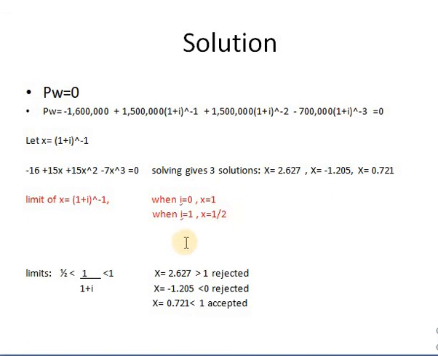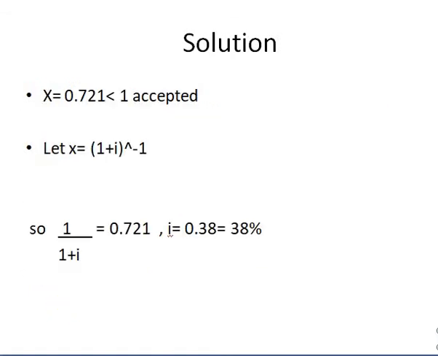Let's look at the previous solution that I got. I have x equal 2.6. This is outside the limits, so it is rejected. Then x is minus 1.2, outside the limits, rejected. X equals 0.721, it is within the limit, so this is the x that I will accept. Now I'm not done with the solution. I only got that x equals 0.721, the accepted x. But remember, I want to get the IRR. We got that x is 0.721, and I know that x is 1 over (1 plus i). So I equate those numbers, and I will be able to get i, which is 0.38 or 38%.